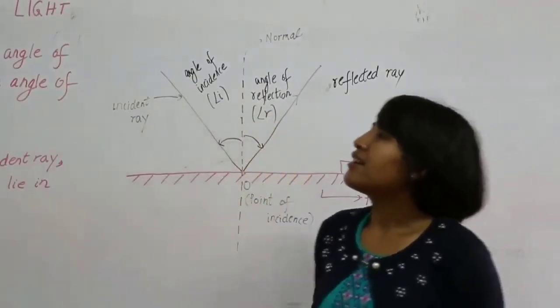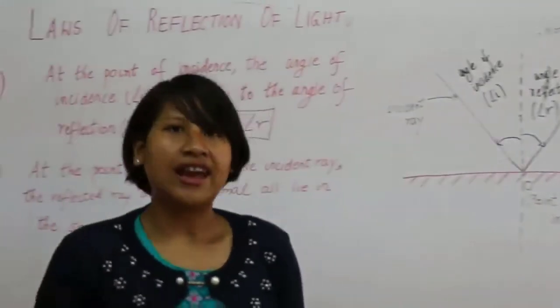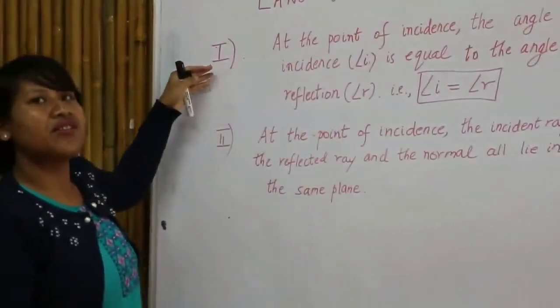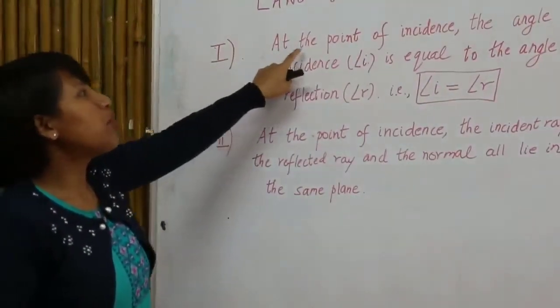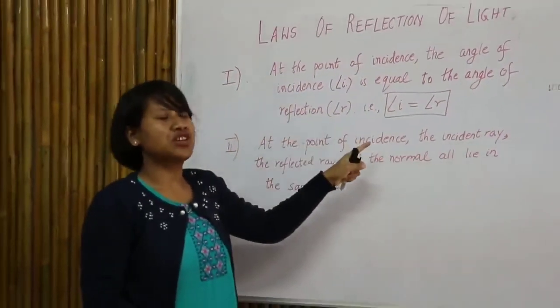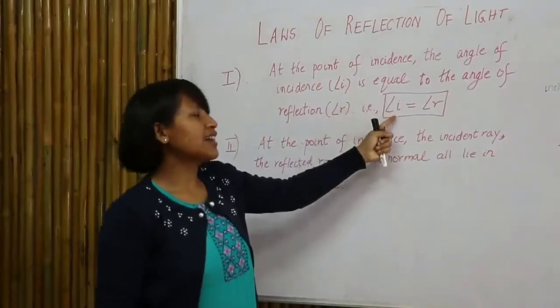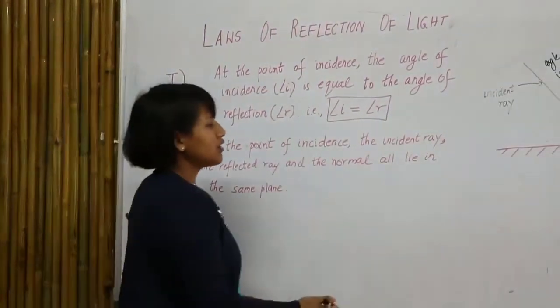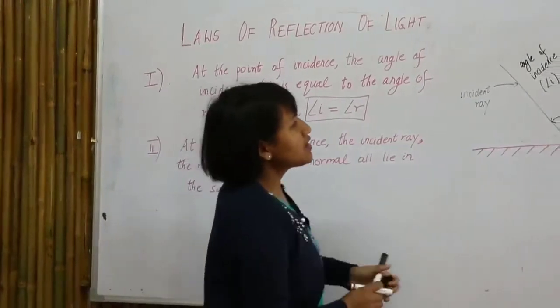Next, the laws of reflection of light. Now the first law is very important. At the point of incidence, the angle of incidence is equal to the angle of reflection, that is, angle I is equal to angle R. So what does it mean?